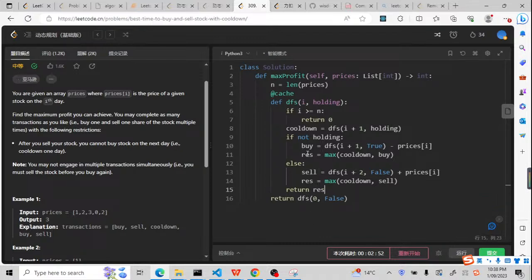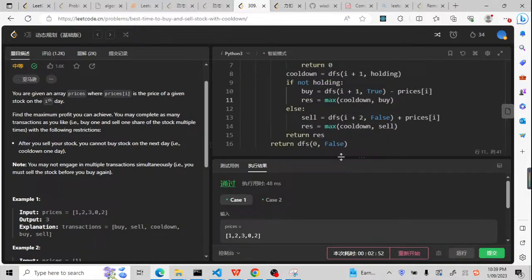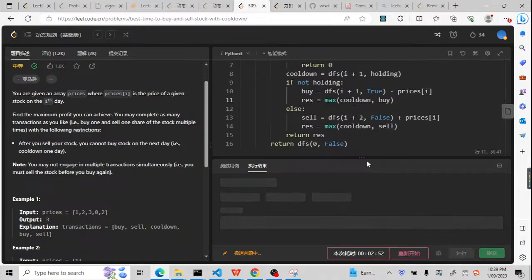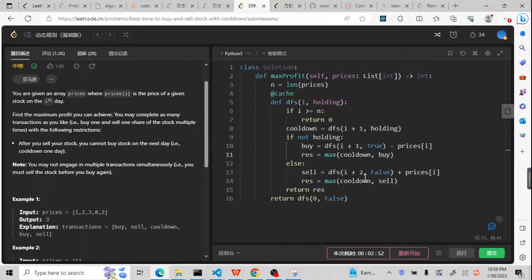Here we need to analyze why we need to check this result. For each state, if we are not holding, we have a buy state and we have a cooldown state, but we don't know which one is the maximum. This is why we need to check the result with the maximum of cooldown and buy, and here the maximum of cooldown and sell. Now let me run it to check if it works. As you can see, it works. Now let me submit it to check if it can pass all the testing cases.